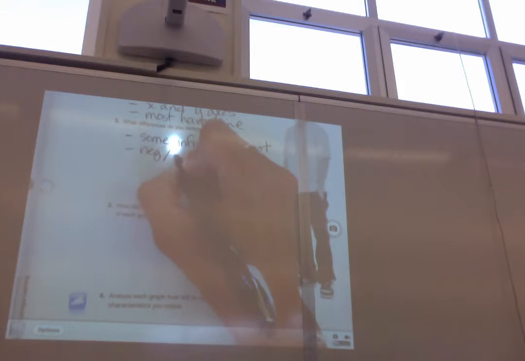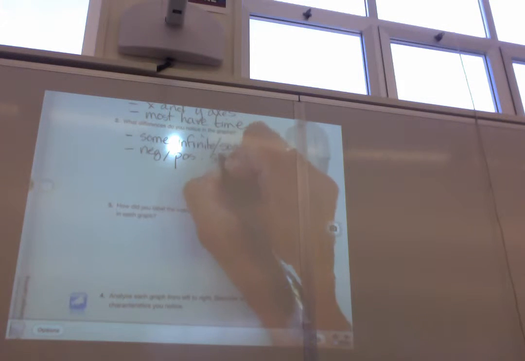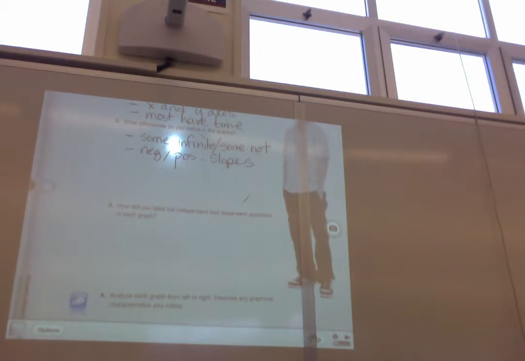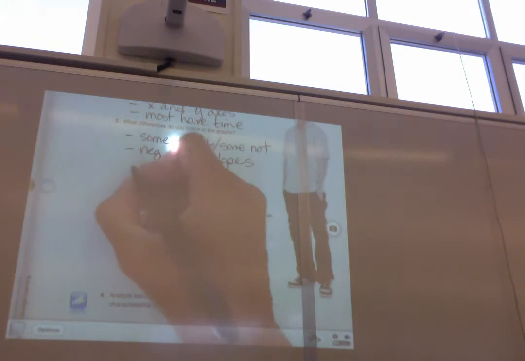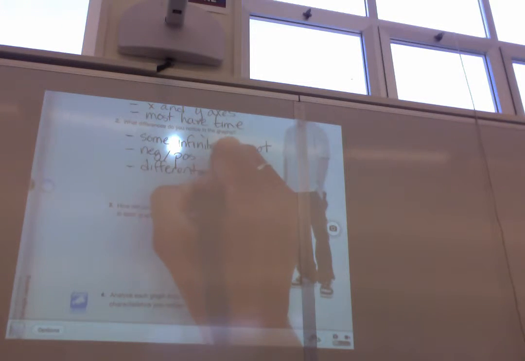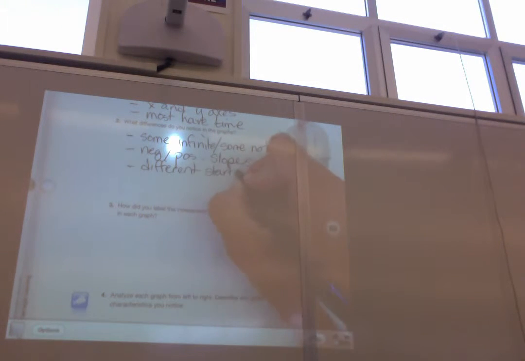Negative and positive slopes. So you guys have learned about slopes in other classes. So some are going up, some are coming down. Mr. Amick: different starting points and different ending points. Start, end.